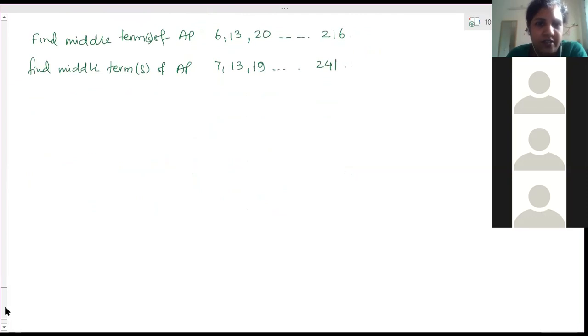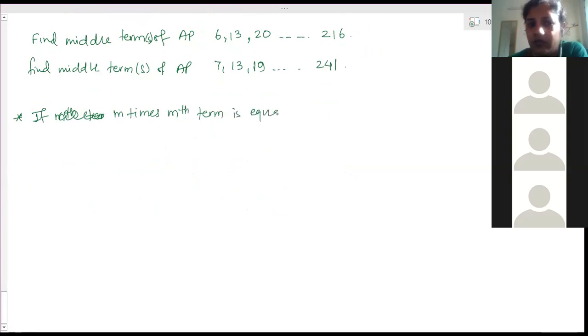Now there are some complicated questions. Next one. If m times the mth term is equal to n times the nth term, show that the (m+n)th term is 0.